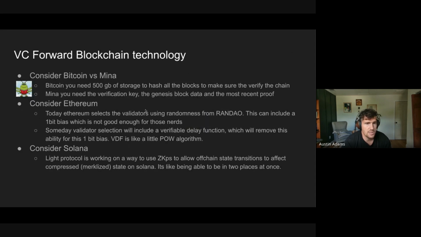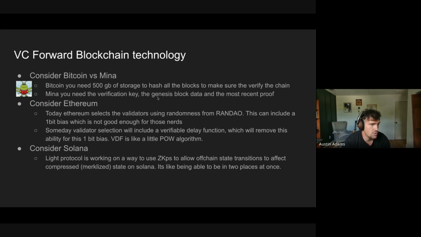So consider Bitcoin versus Mina, right? If you want to verify the entire history of Bitcoin up to the current state, you actually need to go grab however many gigabytes of data. And you need to do the Bitcoin hashing all the way up and check to see if it's right. But with Mina, for example, you don't actually need to have that.